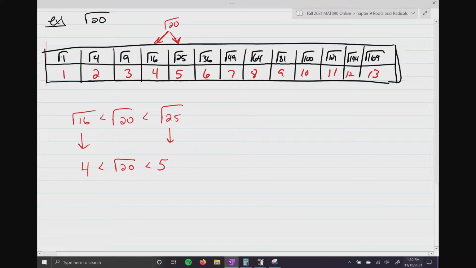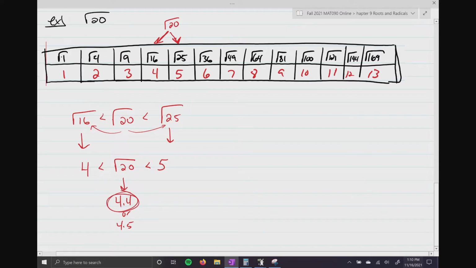So if you were to take a guess, I would say it's probably something along the lines of 4.4 or 4.5. And the reason why I'm saying that, 20 is 4 units away from 16, and 20 is 5 units away from 25. So I think it's going to be somewhere right in the middle. I would be leaning really close to 4.4.